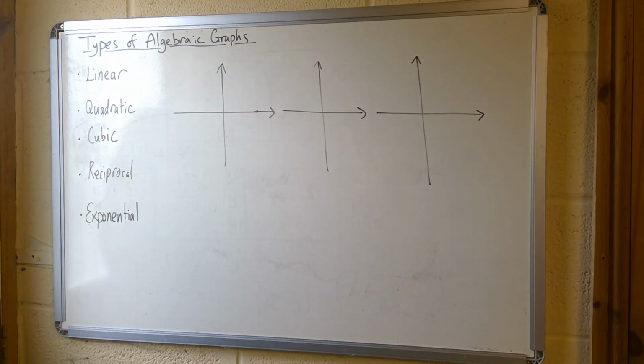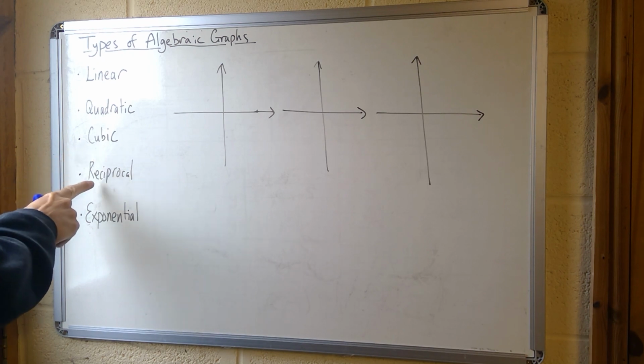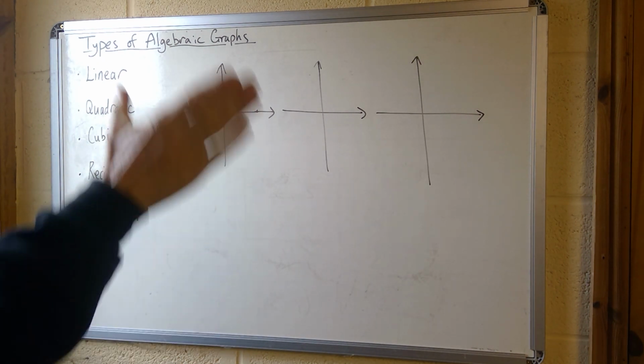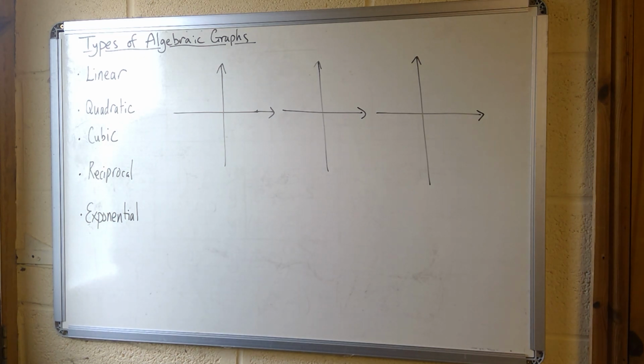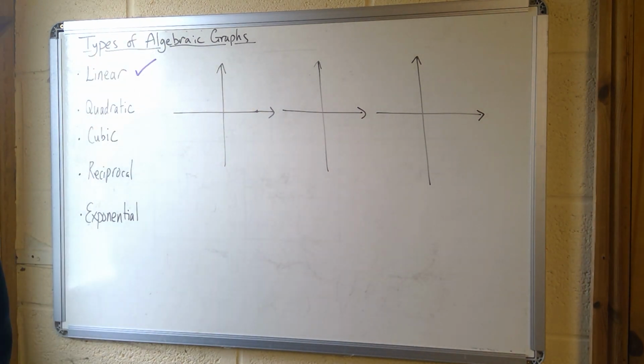Okay, today we're going to look at different types of algebraic graph, and I'm going to break it up into 5 sections: linear graphs, quadratic graphs, cubic graphs, reciprocal graphs, and exponential graphs. And we're going to look at the different shapes that each of these graphs take. The first one we'll start with is linear graphs, and this is straight lines.